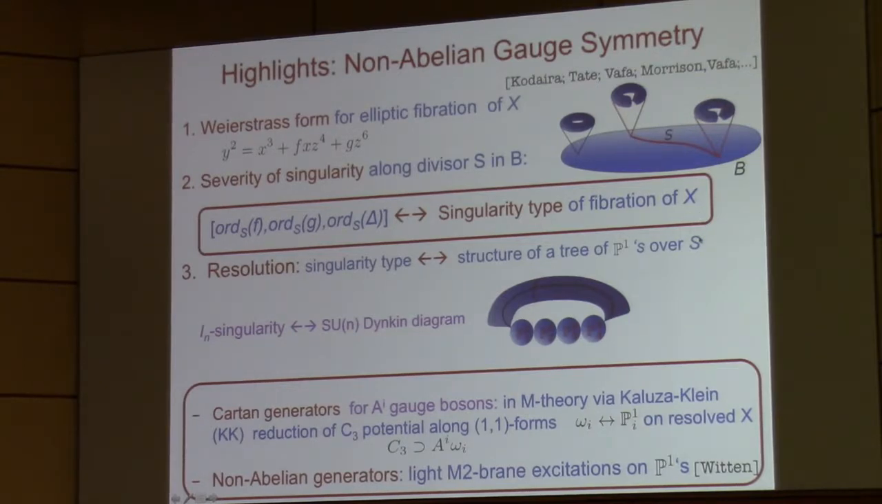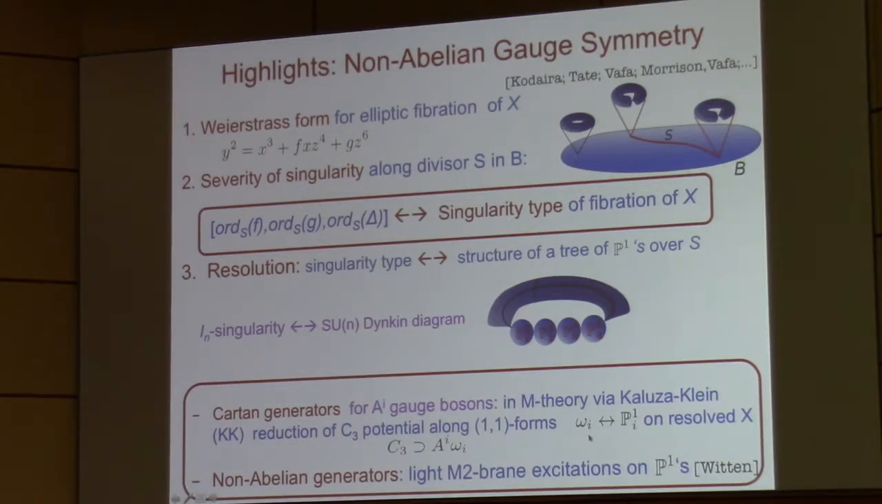So the way we study the nature of the singularity type, we go to resolution, and the resolved phase produces for us basically a structure of a bunch of spheres over this divisor S, and the structure of the spheres, for example, for an I_N singularity, is in one-to-one correspondence with what we call the SU(N) Dynkin diagram that signifies the corresponding gauge symmetry. So the way this connection to gauge symmetry works is we interpret the massless gauge bosons in lower dimensions. Actually, now going to the M theory description, a Kaluza-Klein reduced three-form gauge potential along the (1,1) forms in the resolved elliptically fibered manifold.